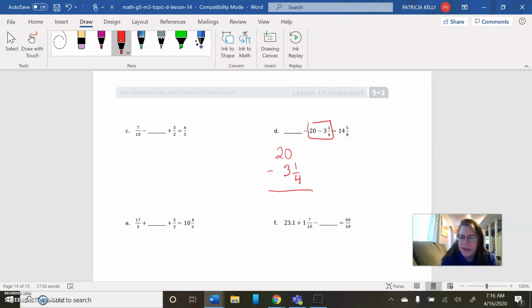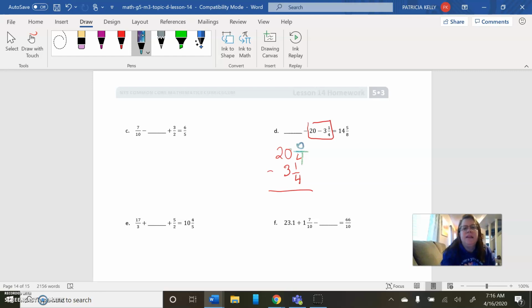So 20 doesn't have a fraction, we need to make it into a fraction, right? So we know we're talking about fourths. How many fourths does 20 have? Right now it has 0, right? Like the other problem, it has 0 fourths. Okay? Can I do 0 fourths minus 1 fourth? No, I can't do that, right? So I'm going to have to borrow.